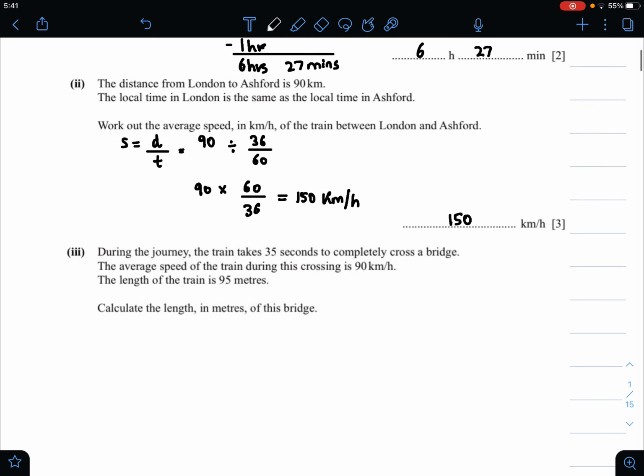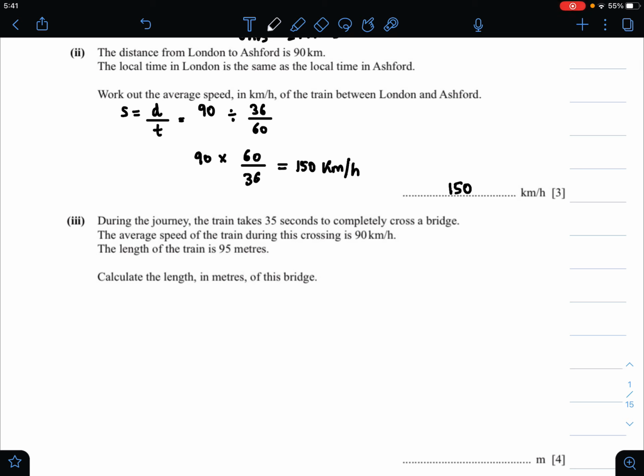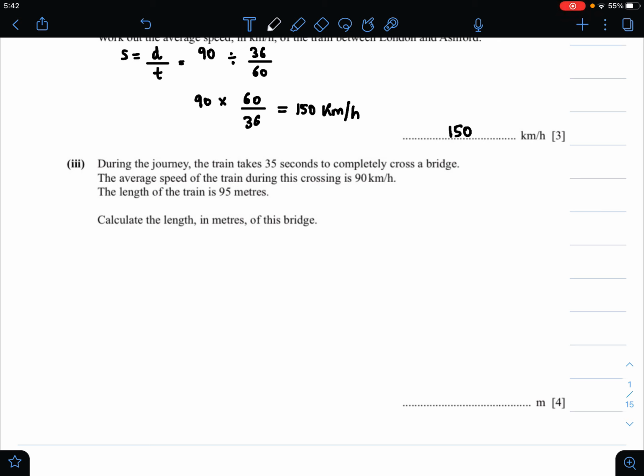For part A3 they are asking us to calculate the length of the bridge. They tell us that during the journey the train takes 35 seconds to completely cross the bridge. The average speed of the train during this crossing is 90 kilometers per hour. Okay, so to calculate the length of anything, the formula is distance is equal to speed multiplied by time. The speed they've given us is 90 kilometers per hour, and the time is in seconds. But since the speed is in hours, we need to convert this to hours as well.